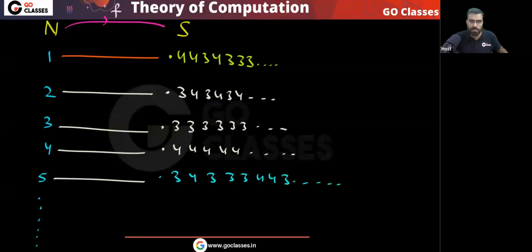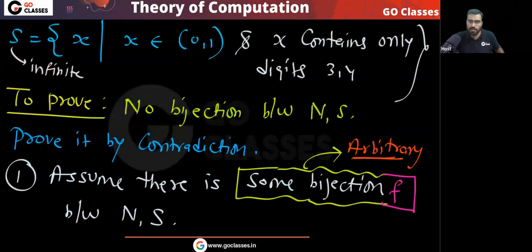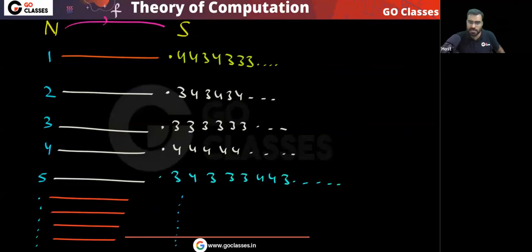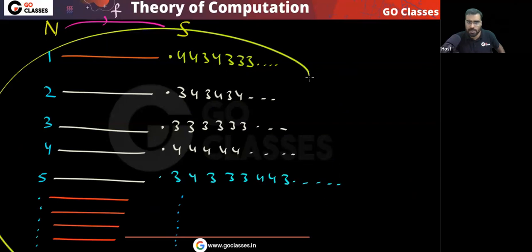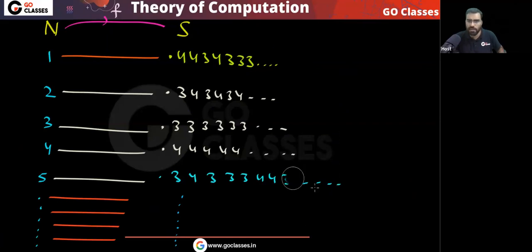Are you getting my point? And so on. Like this, there is a bijection. Is this clear? First, I'm assuming there is a bijection, so let's assume this is the bijection. Now what will I do?